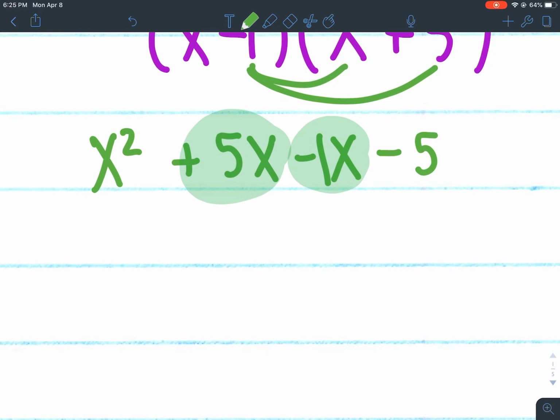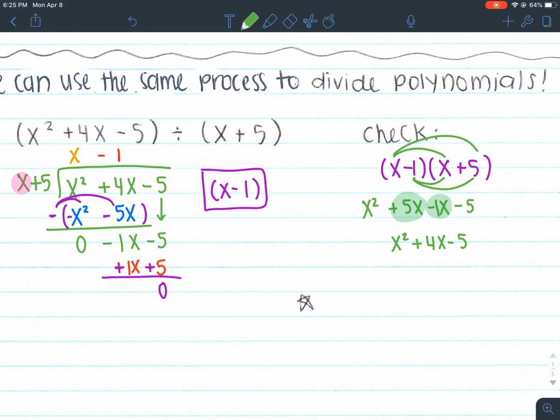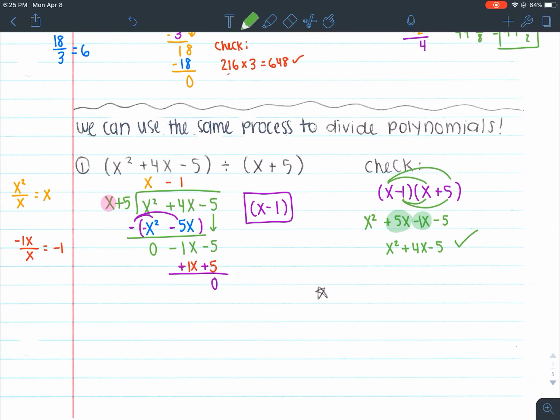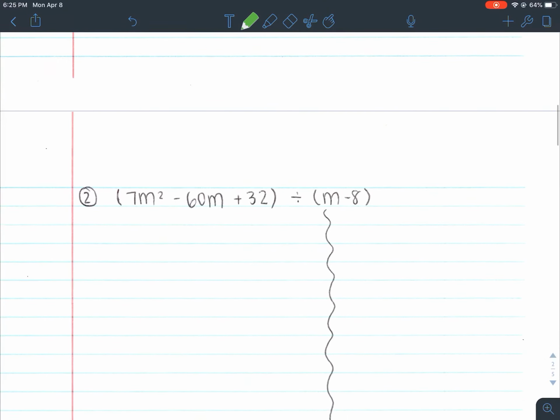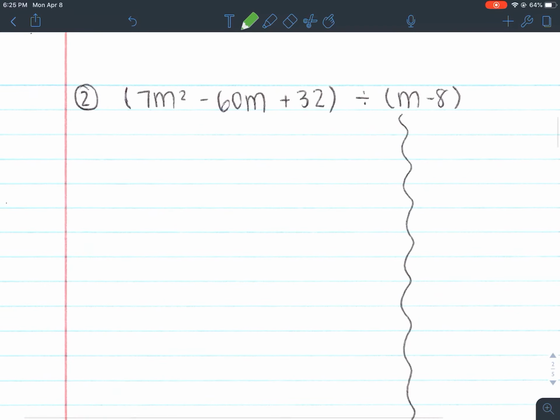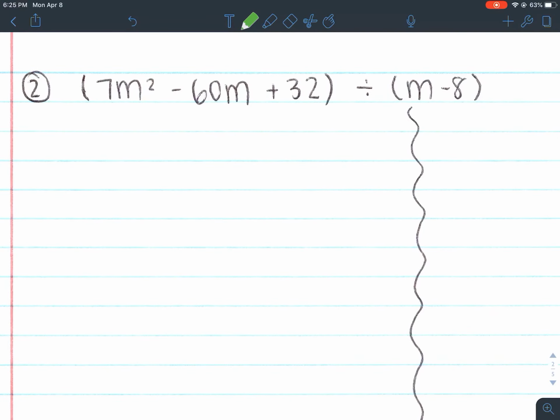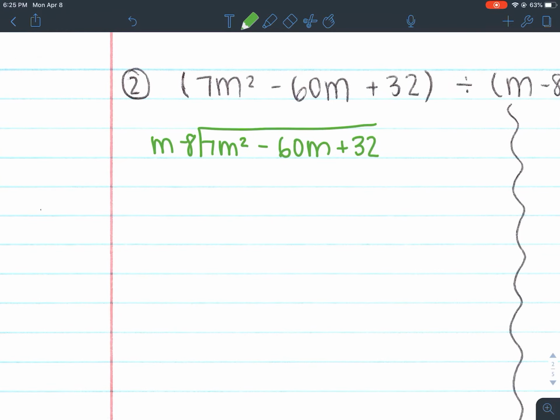Okay. And then I have x squared plus 4x minus 5. Is that what I have in my dividend? Yep. So I did this correctly. I divided correctly. Okay. Moving on to number 2. Okay, we're going to set it up the same. Our dividend goes in the inside of our house, so we have 7m squared minus 60m plus 32. And we have m minus 8 on the outside.